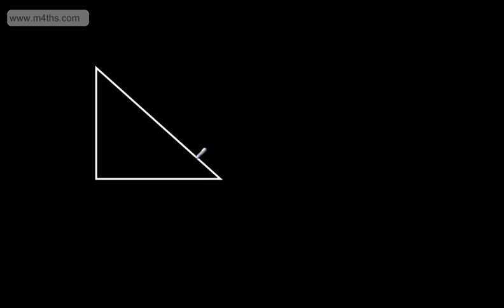So here's a right angle triangle, here's the angle, which I will say is theta. We've got now a right angle just here. Relative to the angle, this is the opposite. Relative to the angle, this is the adjacent. And relative to the angle, this is the hypotenuse.